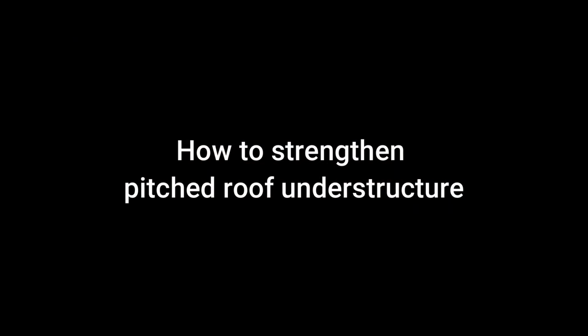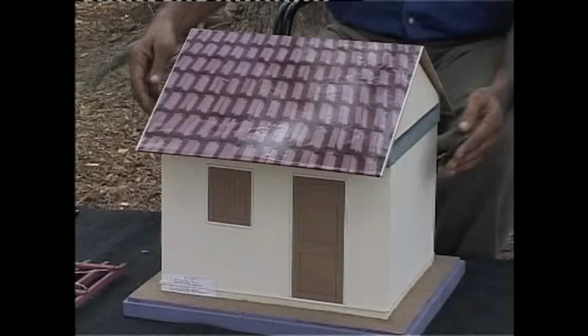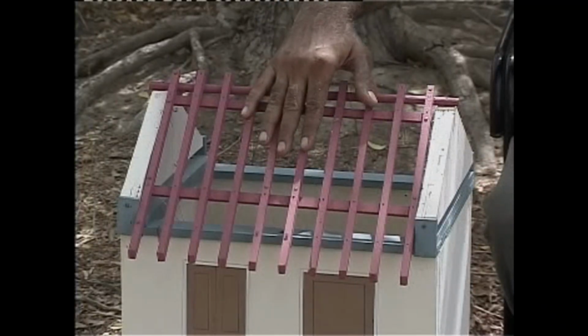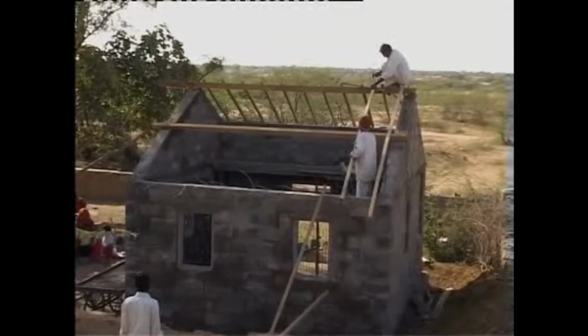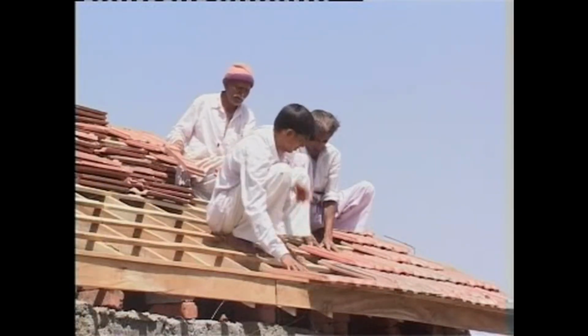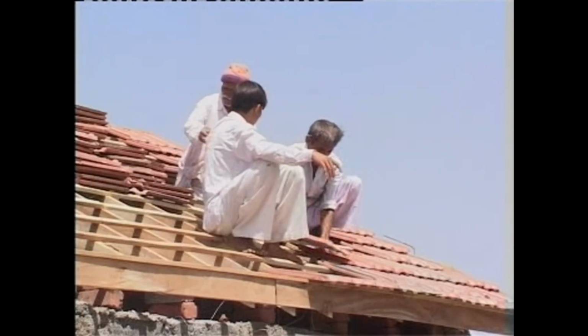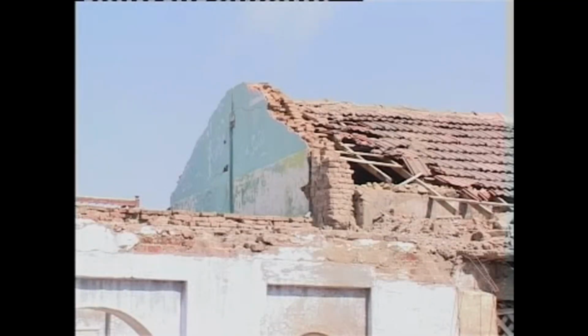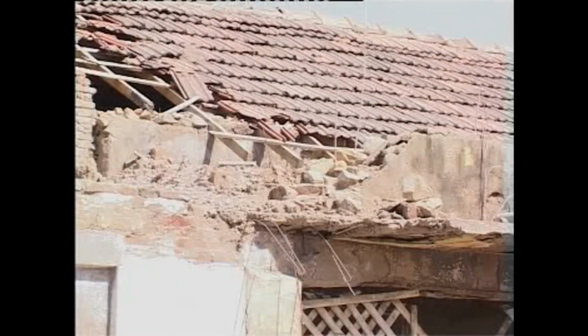How to strengthen the pitch roof understructure? The entire sloping roof frame is generally made of wood. All its components are not firmly attached to each other, nor to the walls. The roof tiles are also loosely placed on the purlins. As a result, during earthquakes and cyclones, the roof gets deformed and scattered, and the tiles fall down.